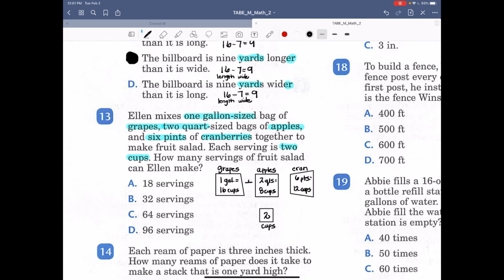And I need to build up my salad. I'm going to build up the fruit salad. We're going to take 16 plus 8, that's 24, plus 12, that's 36 cups of fruit salad. And then I'm going to break down my salad by 2 cup servings and get 18. Answer is A.